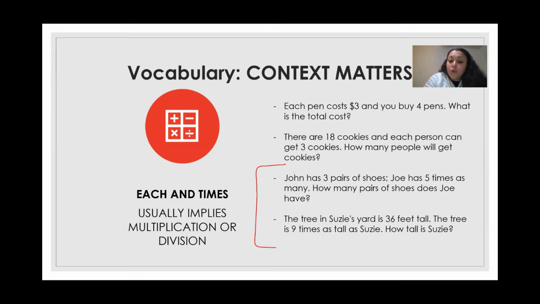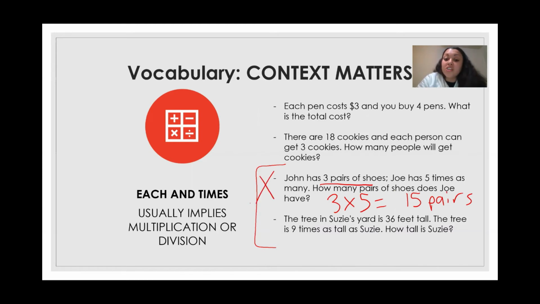So again, we know that John has 3 pairs and Joe has 5 times as many. So just like the wording says, he has 5 times as many. So 3 times 5 equals 15 pairs of shoes that Joe has. So again, this was a multiplication question.